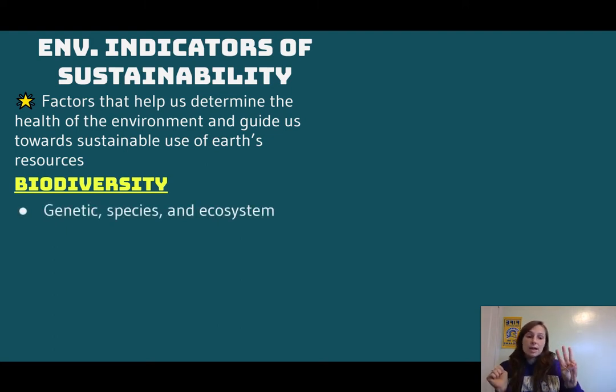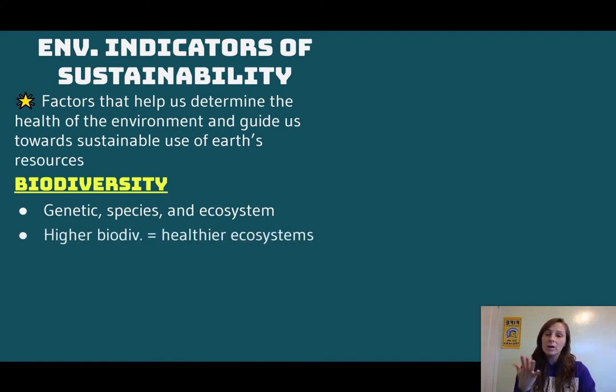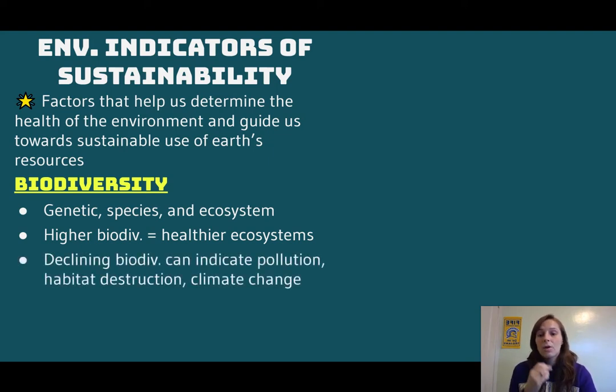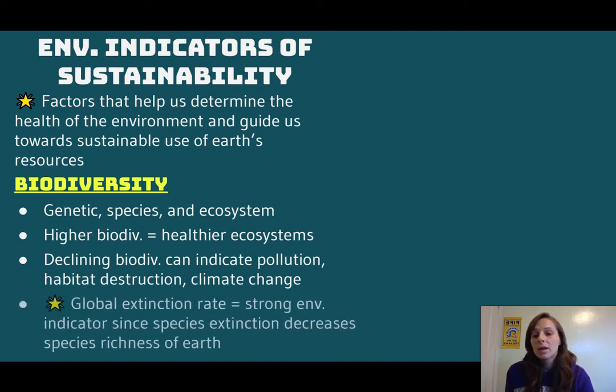Now, there's three different types of biodiversity. We've got genetic, like within a species, diversity, like how many species there are, and then ecosystems, how many ecosystems there are. And the higher biodiversity we have means the healthier the ecosystem is going to be. So we can look at biodiversity to find out the health of the ecosystem. Now, a declining biodiversity in an area can usually indicate pollution, habitat destruction, or climate change because these organisms are dying off, they are not thriving, something is wrong with their environment.